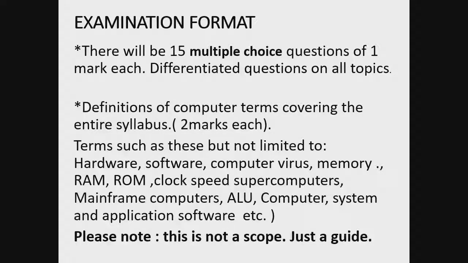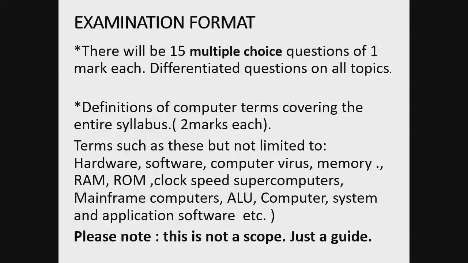By the time you collect your examination question paper, you are going to see 15 multiple choice. These multiple choice questions, they are selected from all the topics in your study guide. Apart from this 15 multiple choice, what else are you going to see? You are going to see questions covering the entire syllabus, each 2 marks. Questions like, define, explain the following. Things like hardware, software, CPU, system and application software, mainframe computer, supercomputer, clock speed, RAM, ROM. So what should you do?